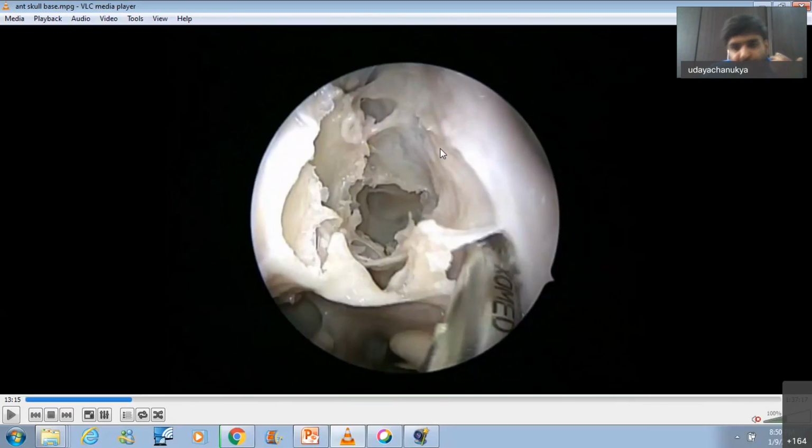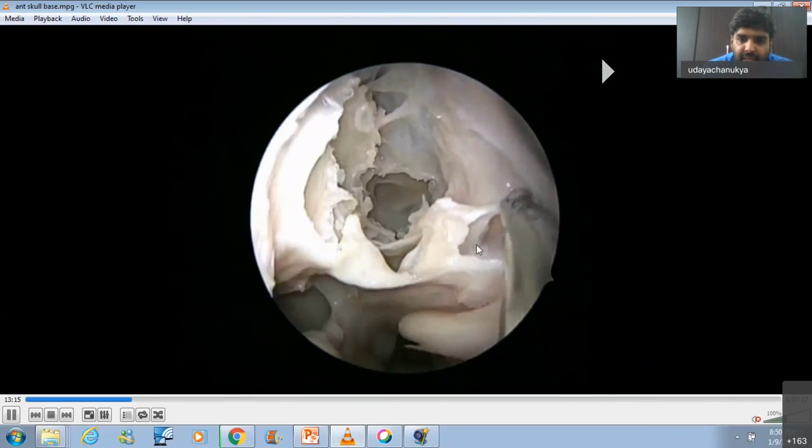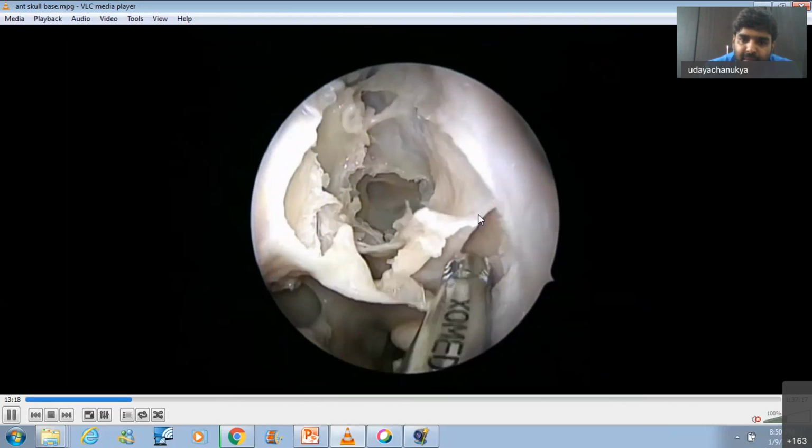Medial is medial to the middle turbinate, lateral is lateral to the middle turbinate. Our approach is the intermediate approach. We go through the middle turbinate, find the superior turbinate, and then find the sphenoid os. This is the way we regularly do the sphenoid sinusotomy.